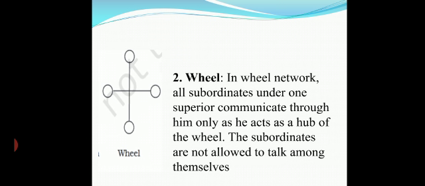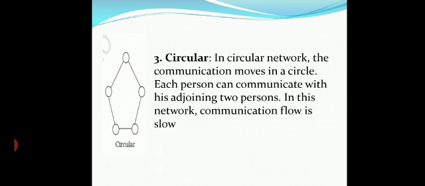Second one is wheel. In the wheel network, all subordinates under one superior communicate through him only, as he acts as the hub of the wheel. The subordinates are not allowed to talk among themselves. Now here you can see there is no connection between the subordinates. Subordinates cannot talk to each other or pass the information through each other. All are directed to communicate only to the superior. This is what we call wheel.